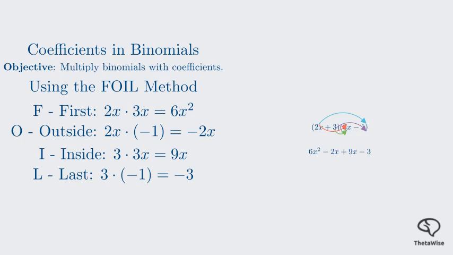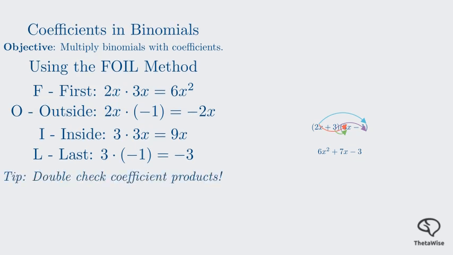Now, let's group them together. To finish, we simplify the middle. Negative 2x plus 9x is the same as 9x minus 2x, which is 7x. Our final expanded form is 6x squared plus 7x minus 3. Take your time with the multiplication of coefficients, as it is a common place for small errors.